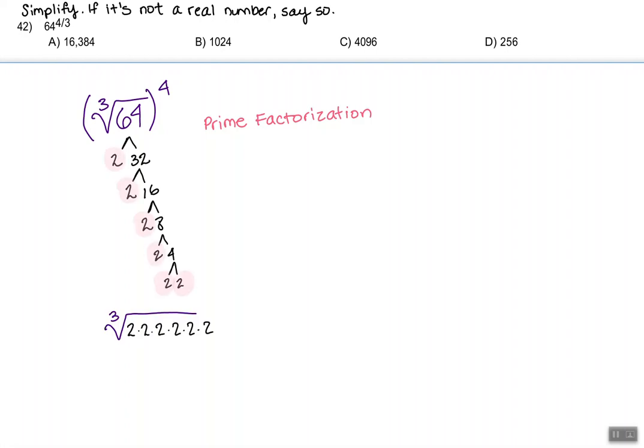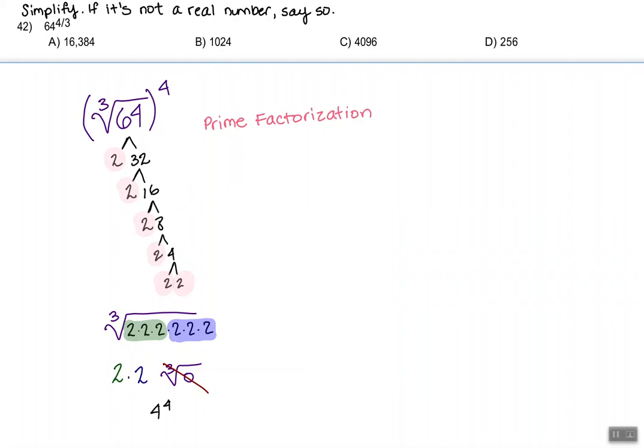Okay, now we have a group of three 2's here and three 2's here. So I'm going to take out a 2, and then I'm going to take out another 2. And I'm left with the third root of 1, so I'm going to just go ahead and erase that. So my answer is 2 times 2, which is just 4. Don't forget that it is also raised to the power of 4.